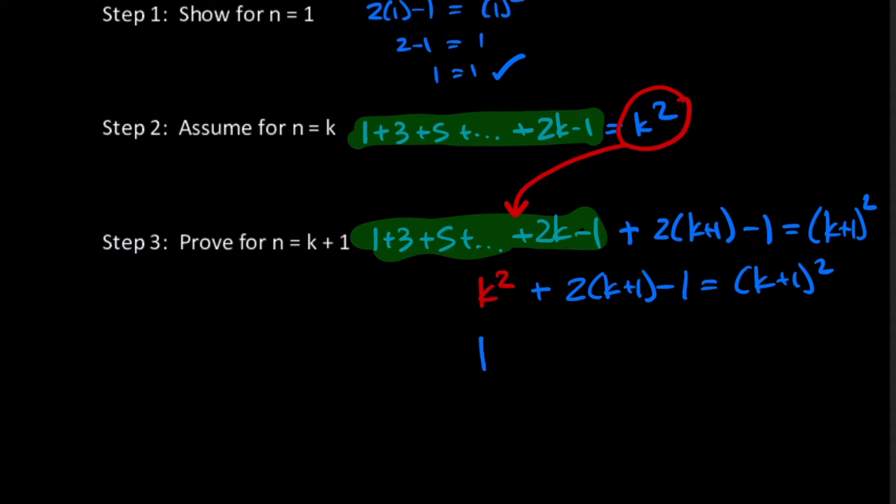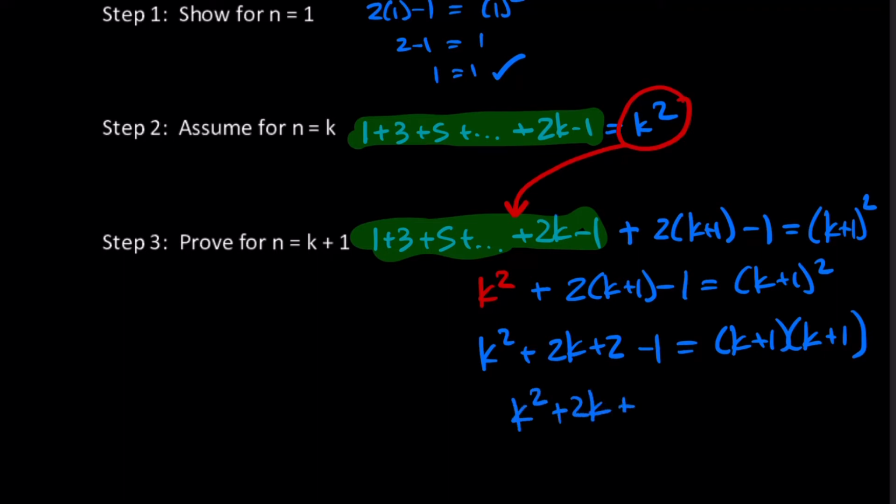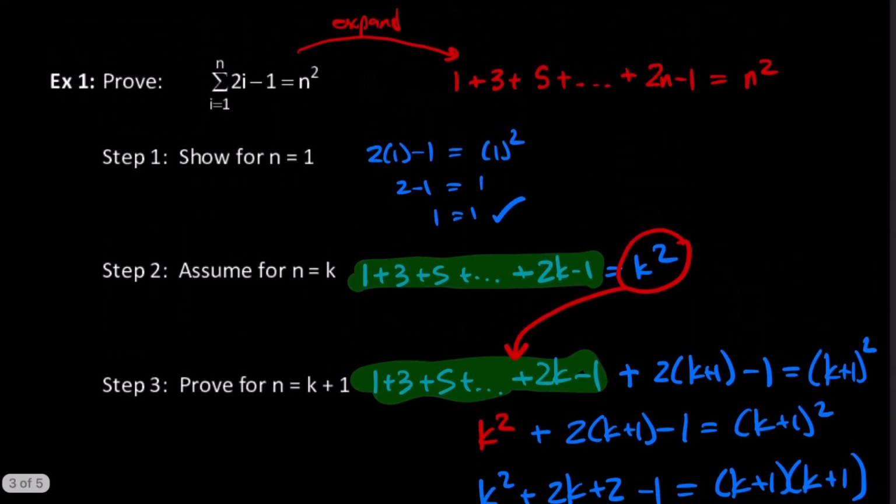So this gives me k squared plus, let's distribute here, 2k plus 2 minus 1 equals, that's going to be k plus 1 times k plus 1. Combine like terms on the left, I get k squared plus 2k plus 1. And over here, if I FOIL this out, it's k times k, which is k squared, plus k, plus k, which is plus 2k, plus 1, and I've got the left side equal to the right side. I've just proven this identity.